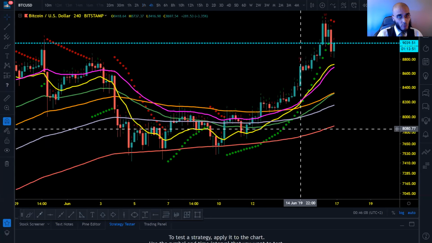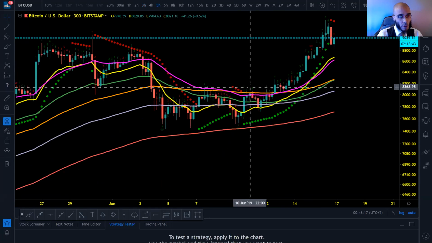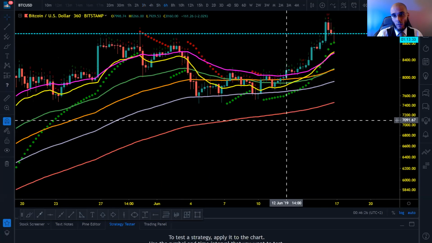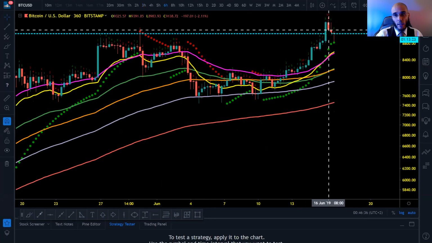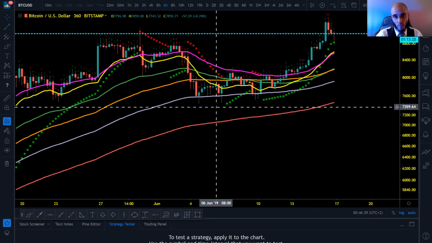The 5 hour chart is on a 1 down without confirmation. The 6 hour chart is on a 2 up without confirmation. And you had the 9. The 9 was beautifully in the top, and then you went down.